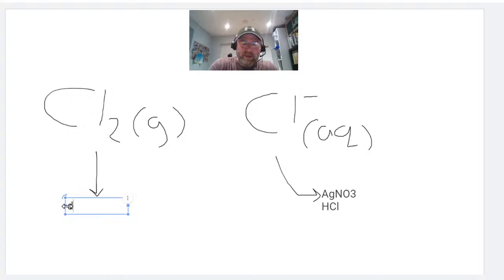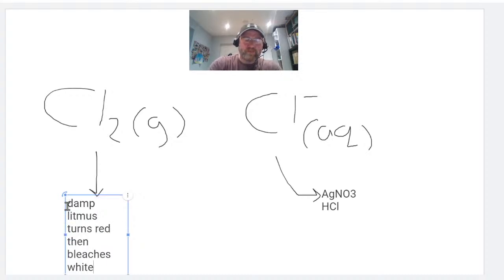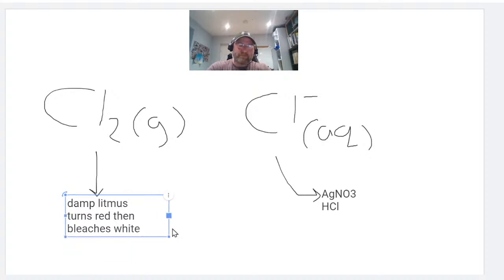And this is the damp litmus paper. So check what they're asking you for. If they say, what's the test for chloride ions? Silver nitrate and hydrochloric acid. If they say, what's the test for chlorine? Damp litmus turns red, then bleaches white. So they're two different things and two different tests. Watch out for that. They're not the same thing.